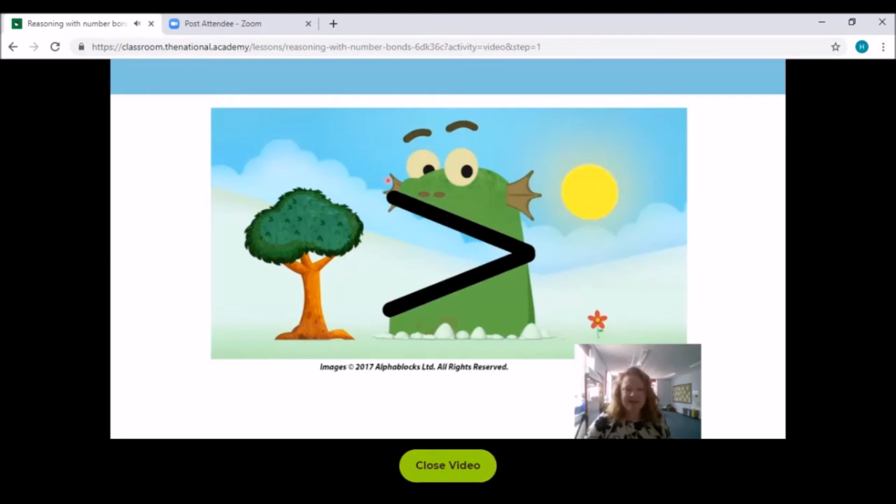Do you think that this symbol is greater than or less than? Have a look at the tree. The size of the tree is greater than the size of the flower. So when the wide end is at the beginning, we say that this is greater than whatever's on this side. So this symbol is our greater than.